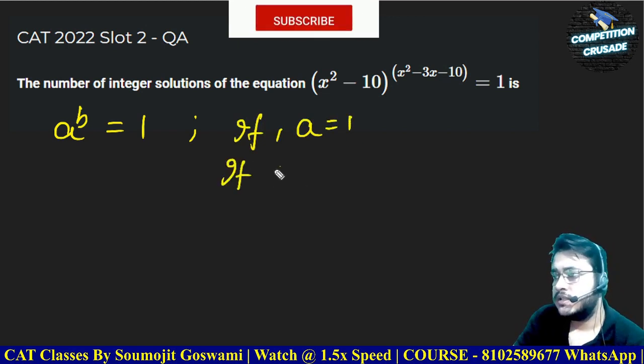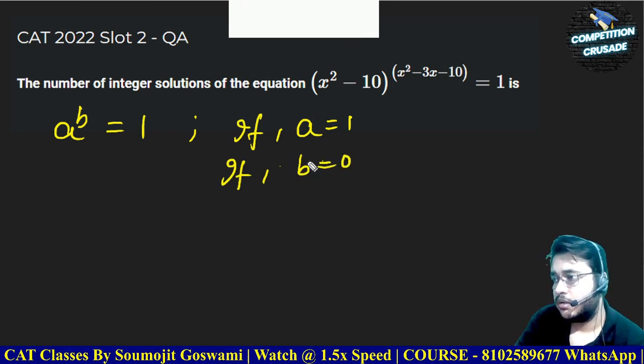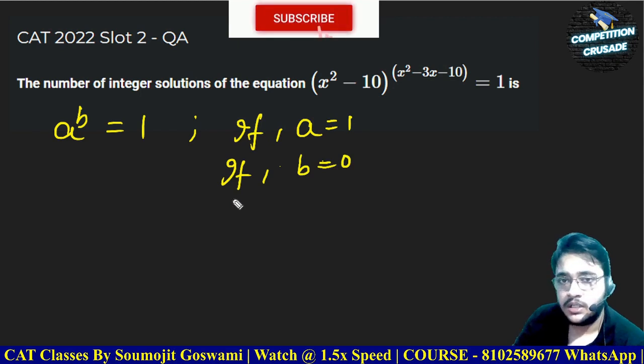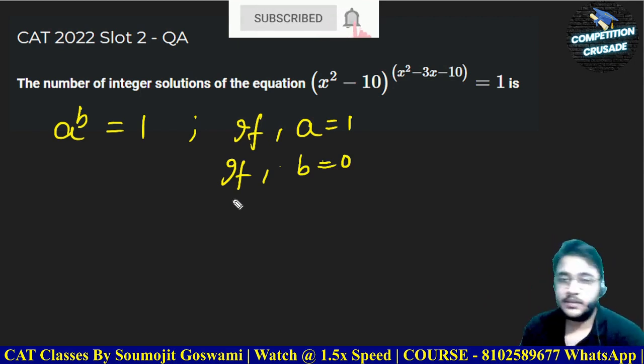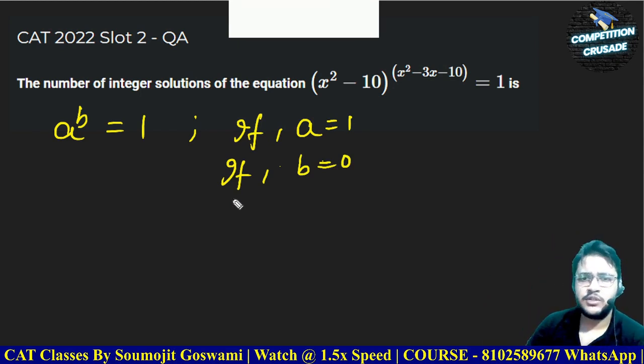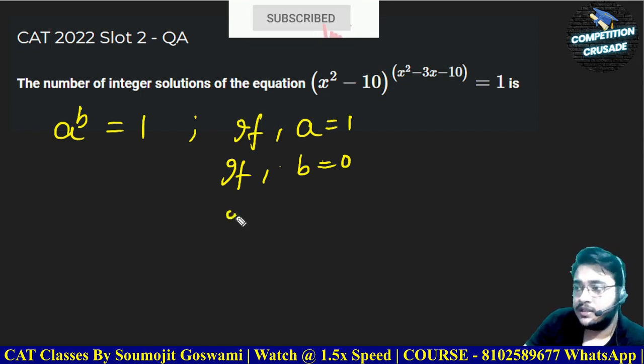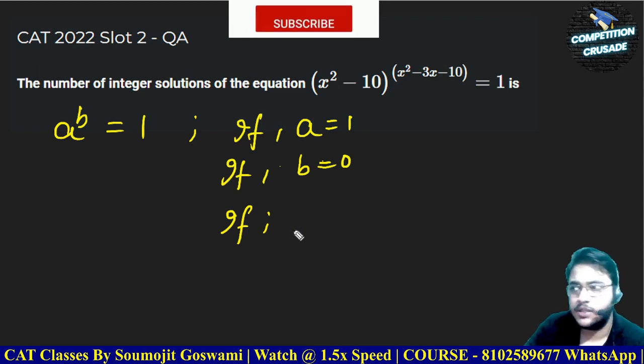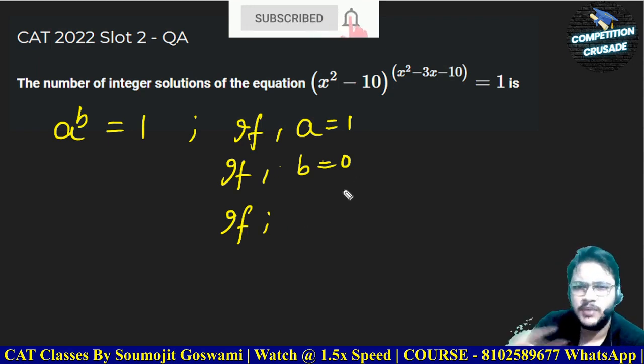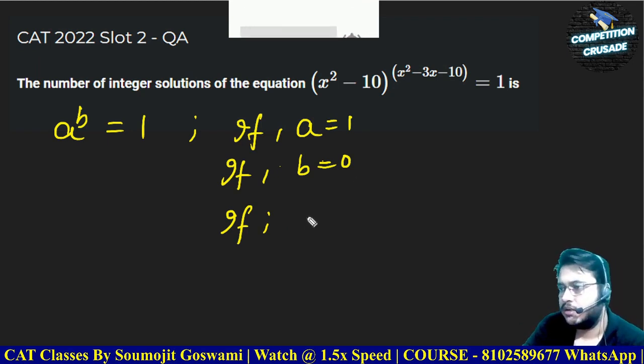Another condition is if b is equal to 0. Okay, there is one more condition that can potentially make this equation, or any a raised to the power b, work, and this is important. This is what practice teaches you, because you will not find these type of questions. Obviously, previous CAT papers you can check out.